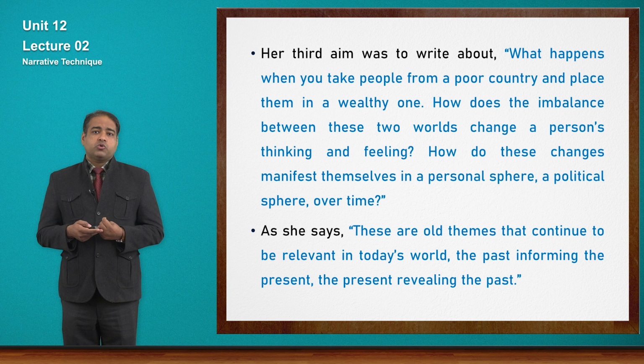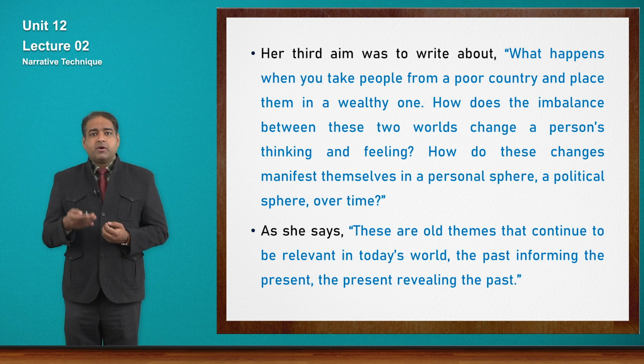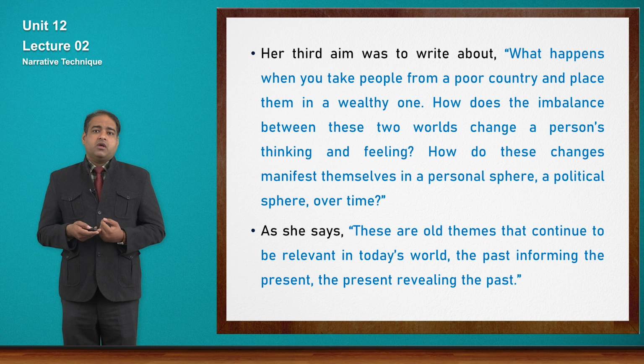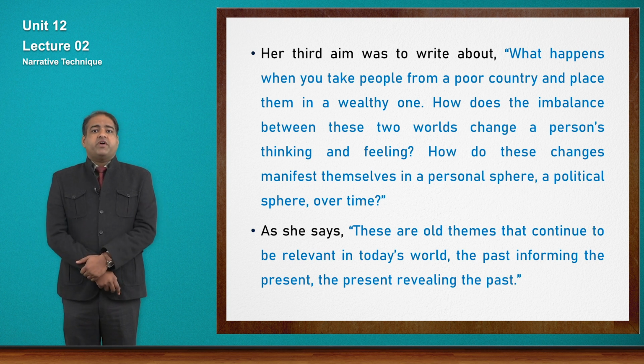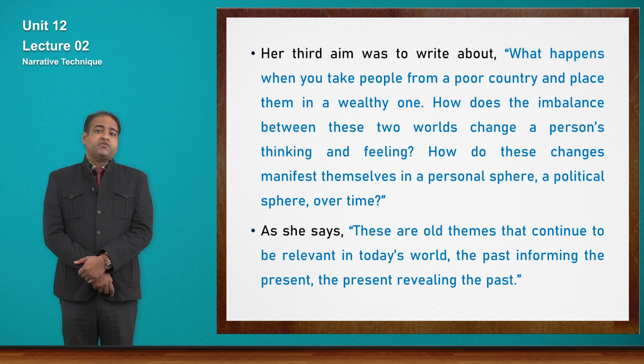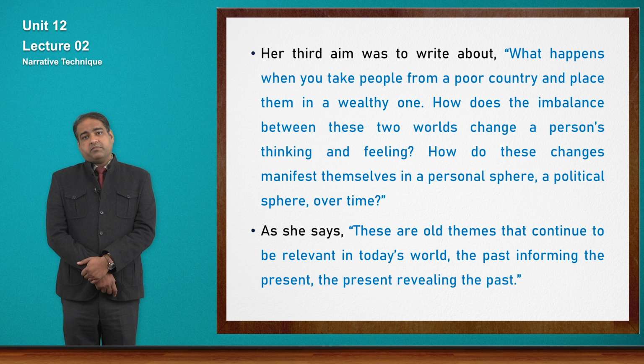Her third aim was to write about, now we are talking about the different aims with which this novel, The Inheritance of Loss, is written by Kiran Desai. She further talks about her third aim, and I again quote Kiran Desai in this line. What happens when you take people from a poor country and place them in a wealthy one? How does the imbalance between these two worlds change the person's thinking and feeling? How do these changes manifest themselves in a personal sphere, a political sphere over time?